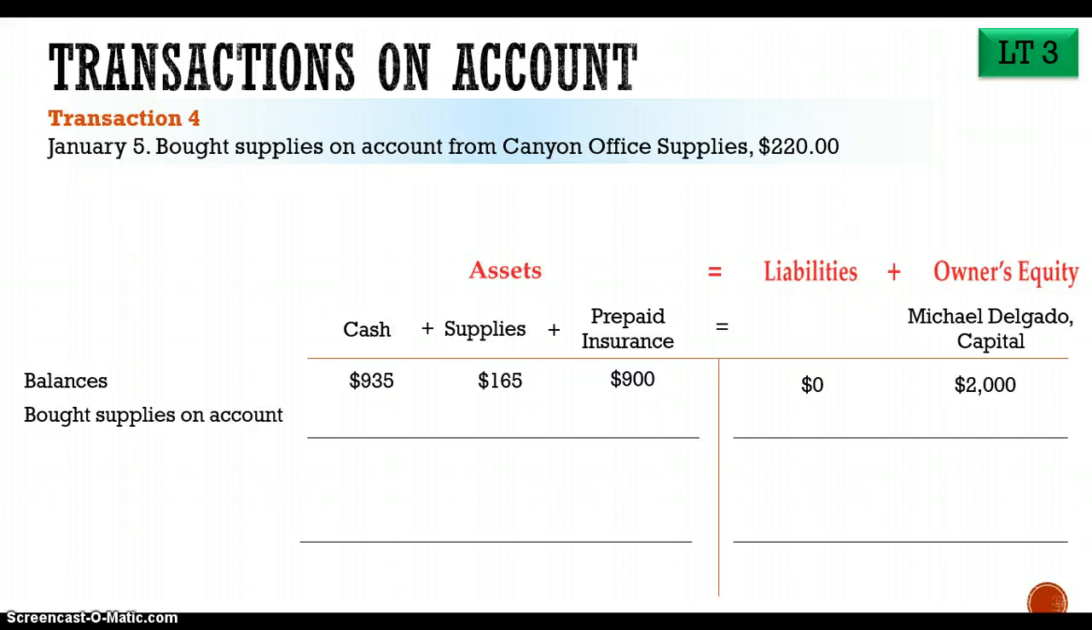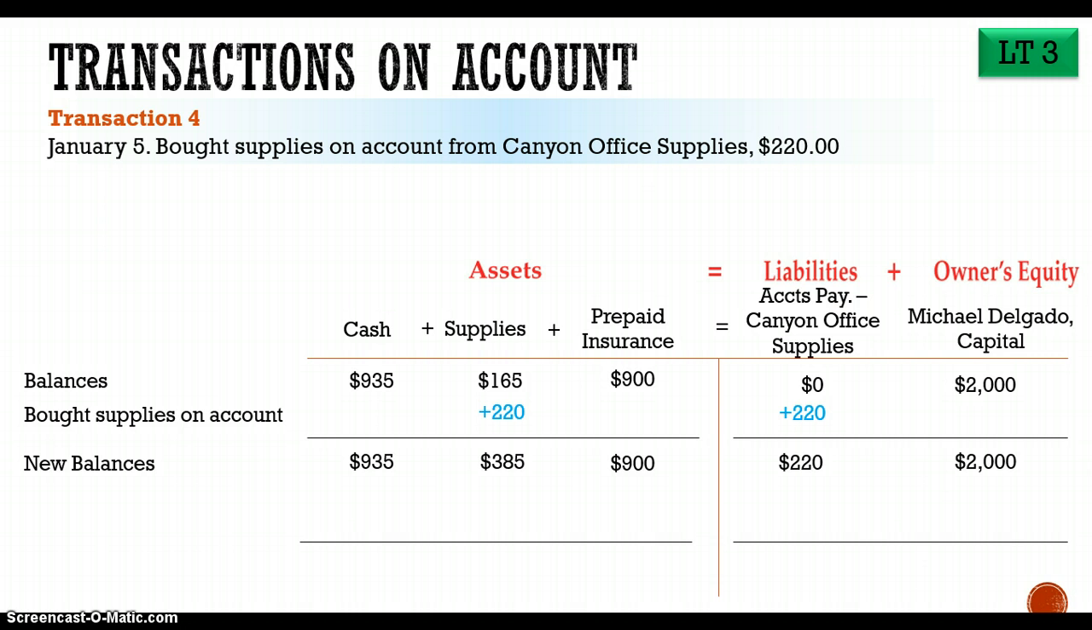Carrying our balance forward. Our supplies are increasing because you're buying supplies for $220. But because we added it to the left side, we have to add it to the right side. So we're adding $220 under our accounts payable. After your transaction, you calculate your new balance. Because you added it to both sides, it should still equal. And this transaction is complete.